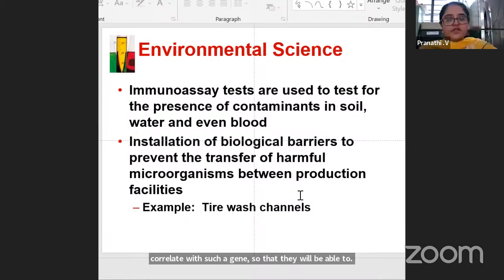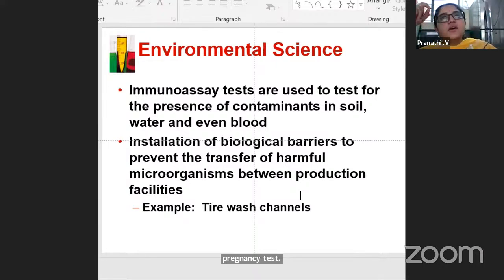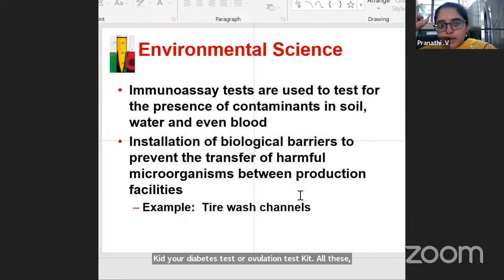And then we have our immunoassay tests, your ELISA, Western blotting, and then your basic pregnancy test kit, your diabetes test or ovulation test kit. All these are basically through biotechnology only.